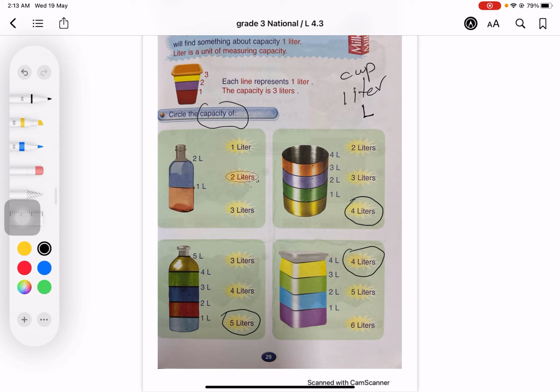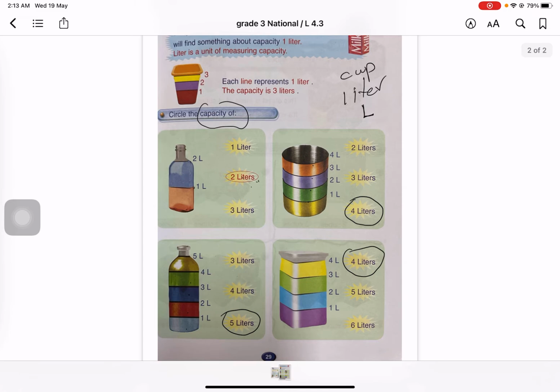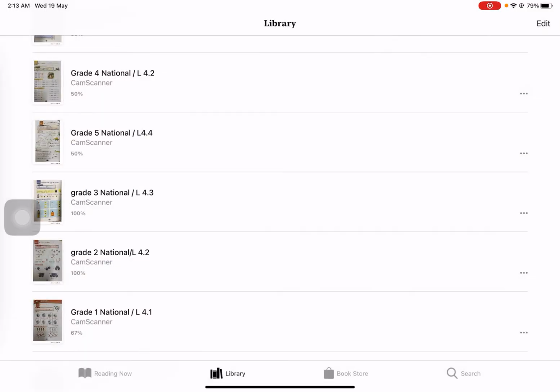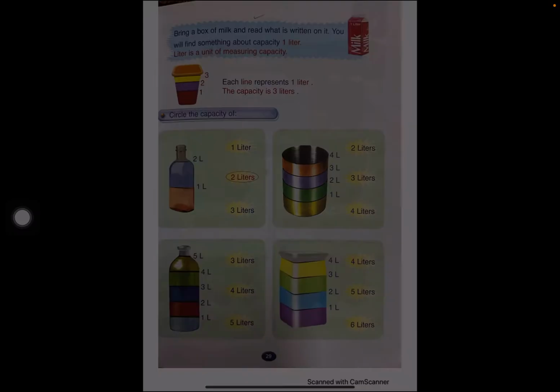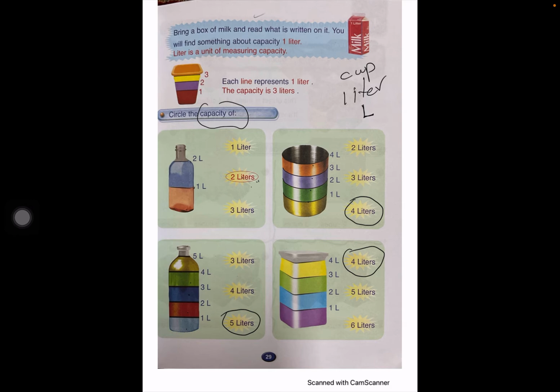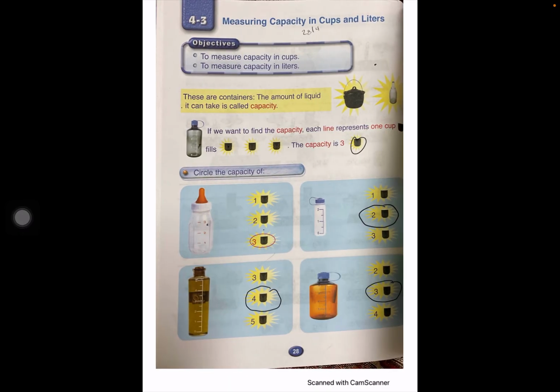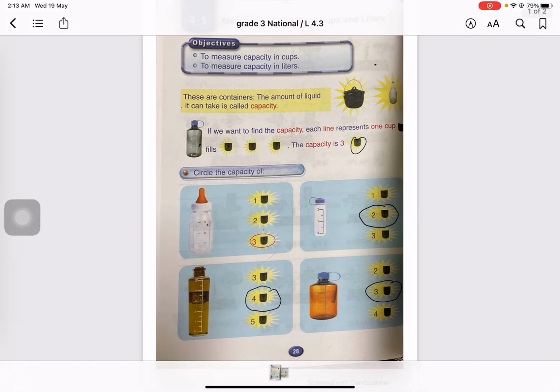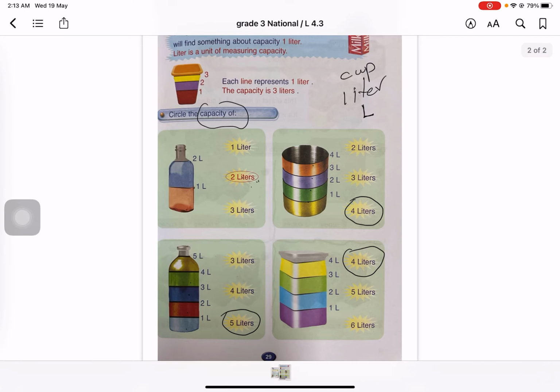And here, how many liters? It is what? It is 4. So I will circle 4 liters. What you are doing is finding the capacity. The capacity means how much water is inside, how much oil, how much milk these containers will take, okay? Now, we finished page 29. So my lesson today was about capacity.